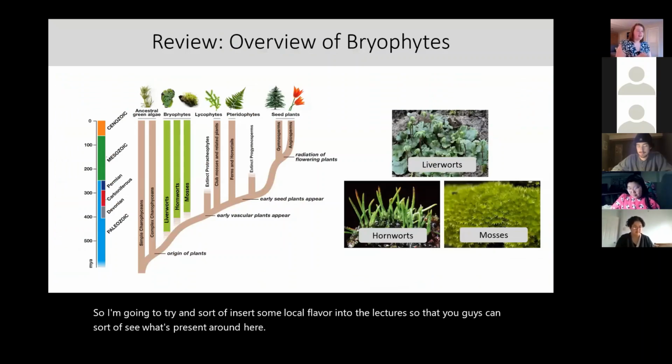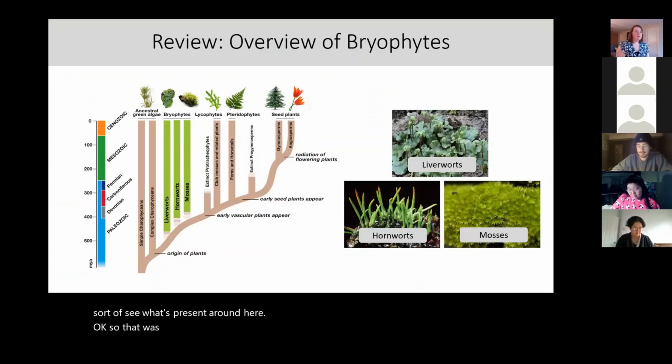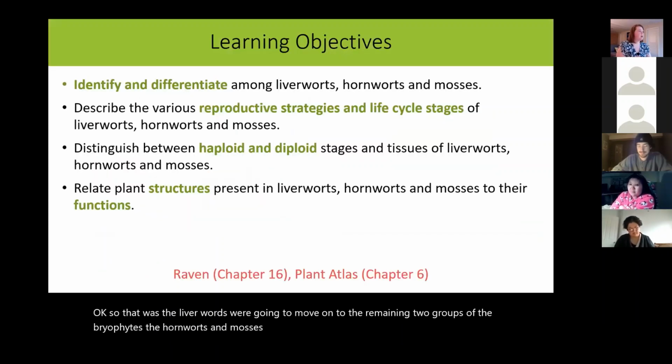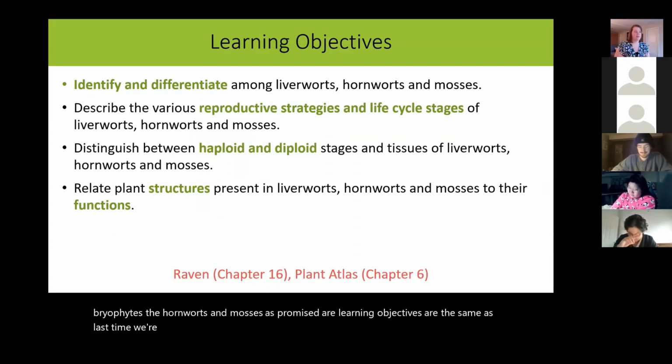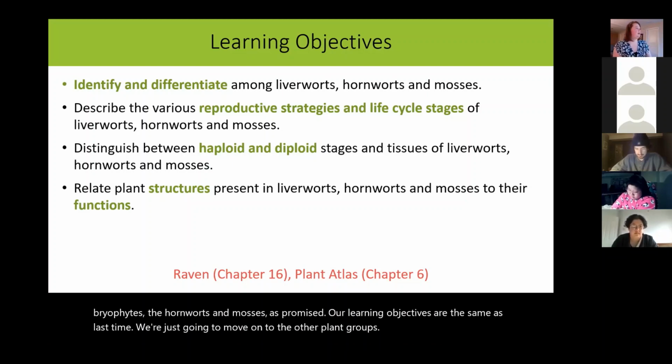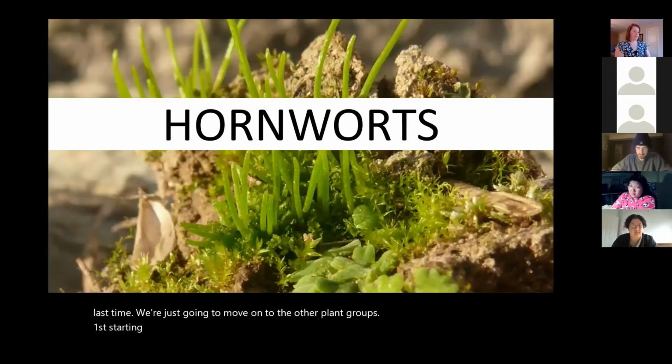Okay, so that was the liverworts. We're going to move on to the remaining two groups of the bryophytes, the hornworts and the mosses. As promised, our learning objectives are the same as last time. We're just going to move on to the other plant groups. First, starting with the hornworts, which is the example of our background picture for today's lecture.